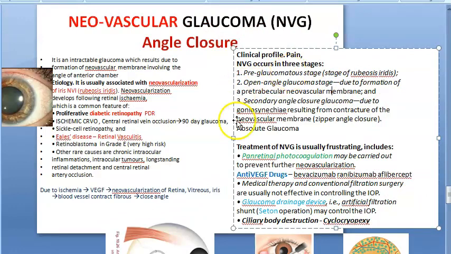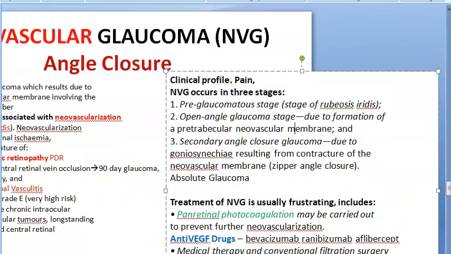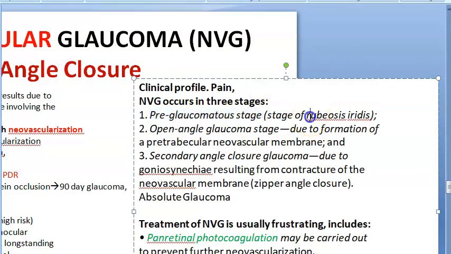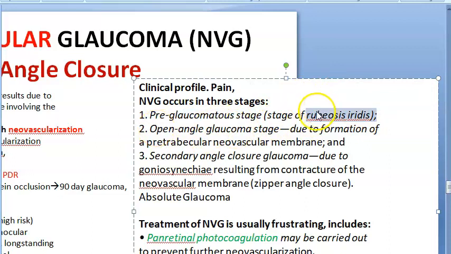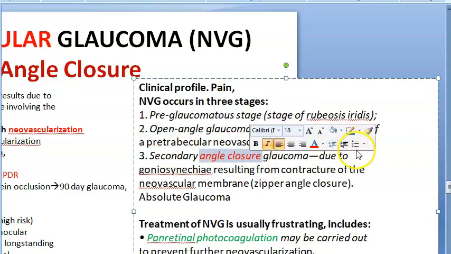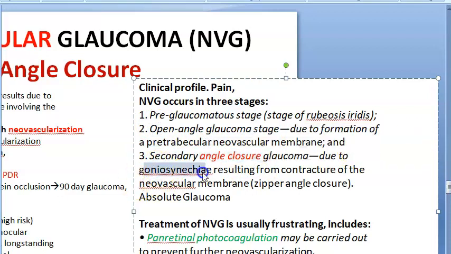These people will have some stages of neovascular glaucoma. Pre-glaucomatous stage, that is the rubeosis iridis. The iris has new blood vessels, neovascularization of the iris. Then you have the open angle glaucoma stage. At this point, the angle is still open, right? Due to formation of a pretrabecular neovascular membrane. Then they'll go into angle closure. This is so strange, right? First the angle is open, then they are going into angle closure. Yeah, before angle closure, it has to be open. Due to goniosynechiae, goniosynechiae resulting from contracture of the neovascular membrane.